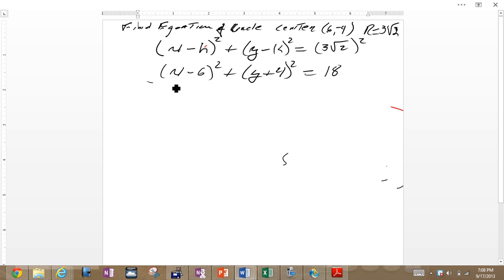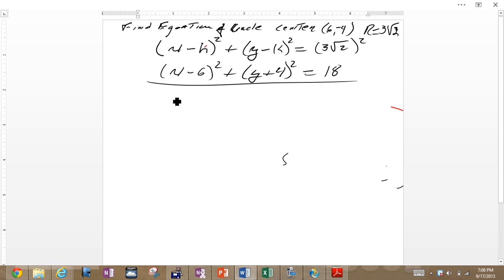Okay? That is the equation of the circle, centered at (6, -4), with the radius equaling the square root of 18. That's it. That's all there is to it. So either, given the center and the radius, you can find the equation, or conversely, if you've got the equation, you should be able to pick out the center and the radius without any big deal.